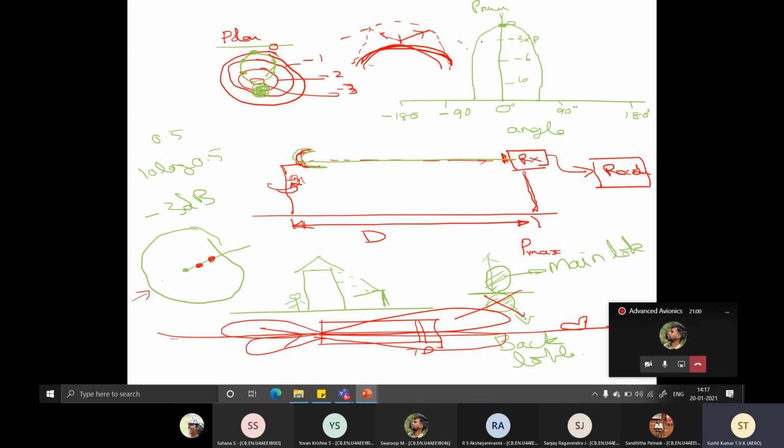Then there is another definition. So you take this 3 dB point, you bring it down. This angle is called the half power beam width. It just says that after this angle, you are going to have half power only, and that's going to be the beam width of it.